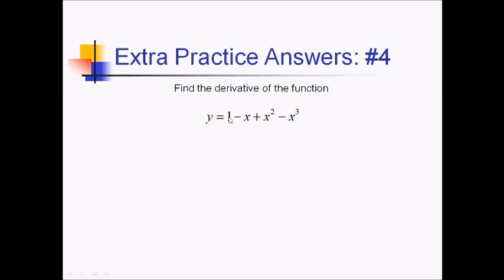For this derivative, I can just use the power rule going left to right. Derivative of 1 is just 0. Derivative of negative x is negative 1. Derivative of 2x squared is going to be 2x. And then for this one, I'm going to have negative 3x to the 2 if I subtract 1 from 3.